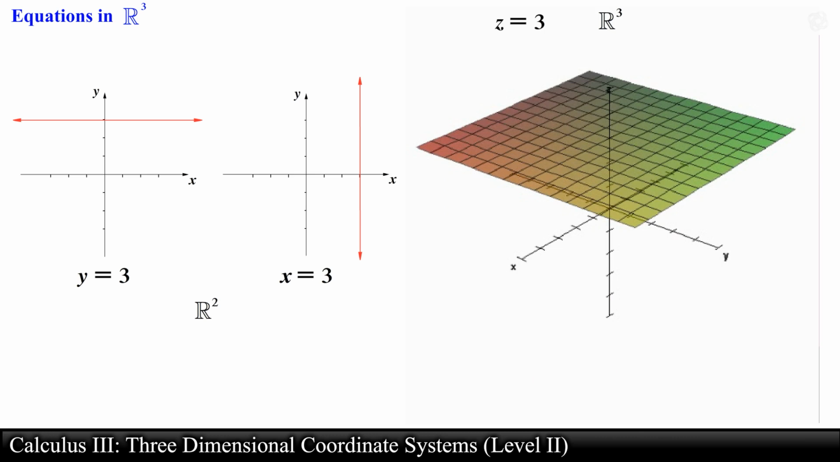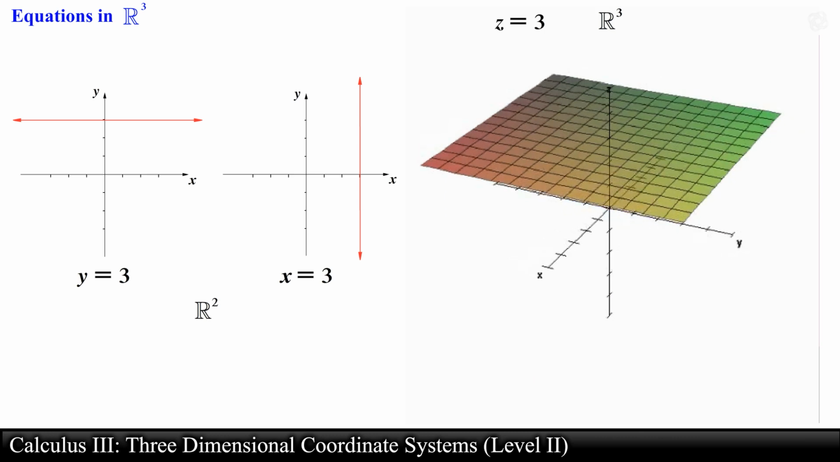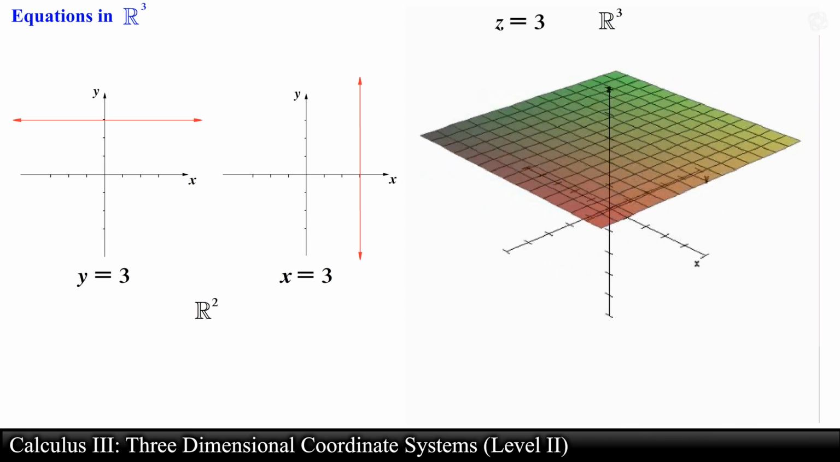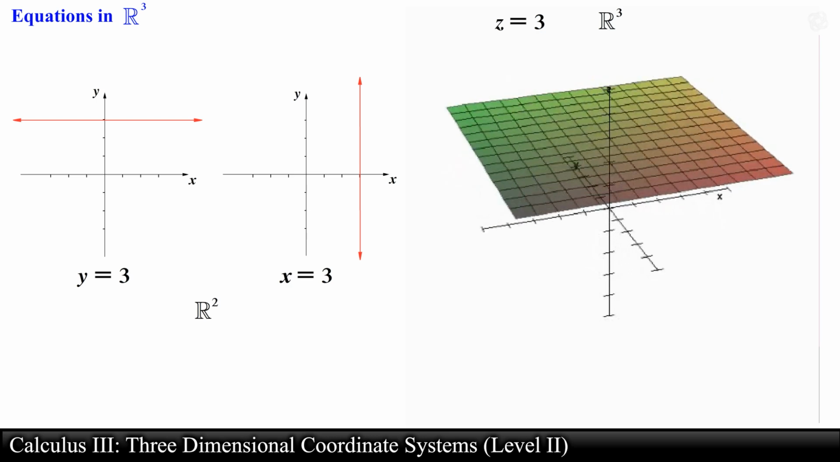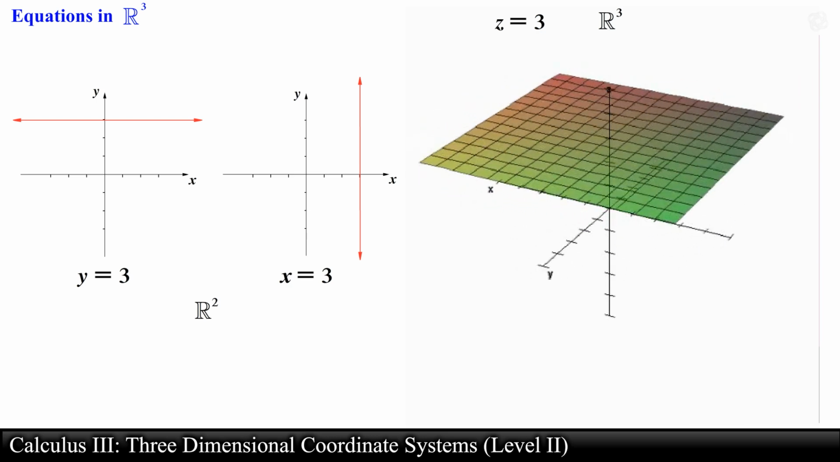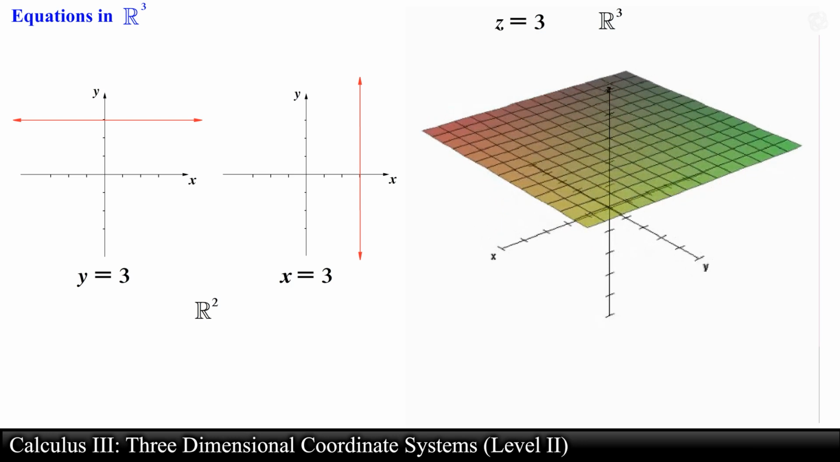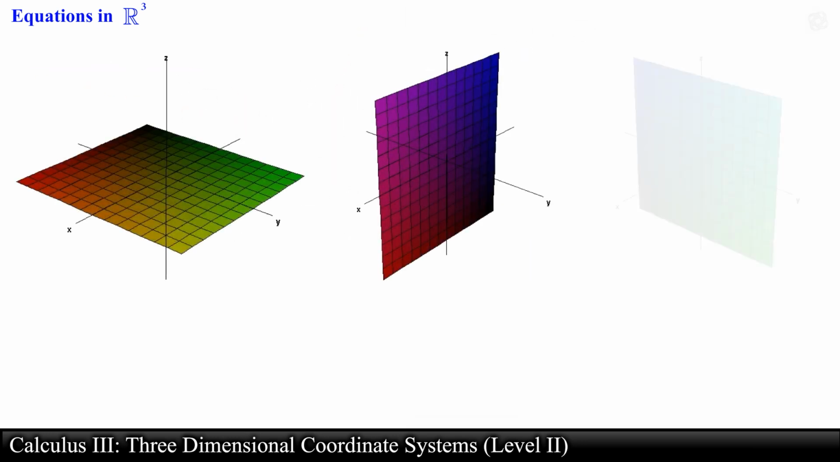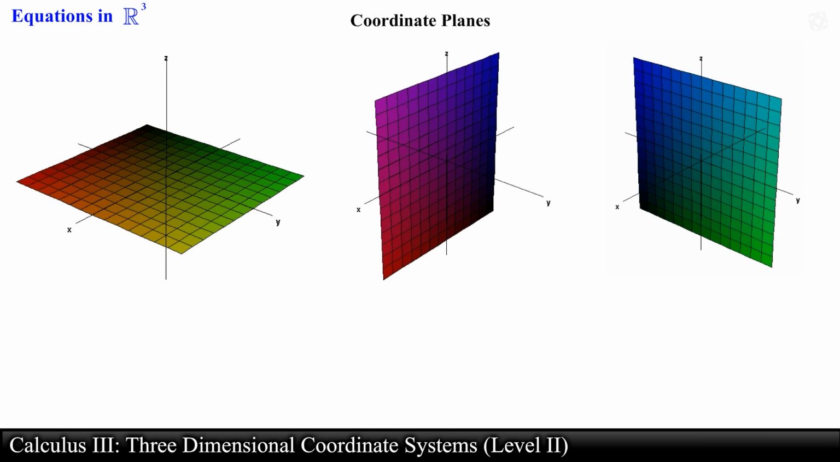Finally, the equation z equals 3 will be represented as follows. It's also a plane that is parallel to the xy plane and perpendicular to the z-axis. At this point, we have equations to describe the coordinate planes of a three-dimensional coordinate system.